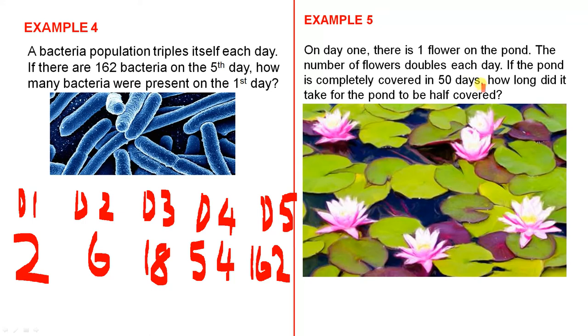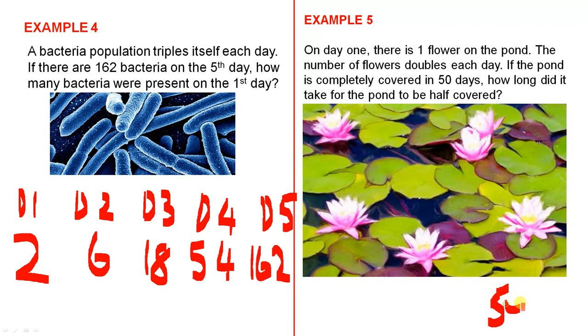Example 5. On day 1, there was 1 flower on the pond. The number of flowers doubles each day. If the pond is completely covered in 50 days, how long did it take for the pond to be half covered? So basically, on the first day you have 1 flower, the second day 2 flowers, the third day 4 flowers, the fourth day 8 flowers, and so on until you get to 50 days.